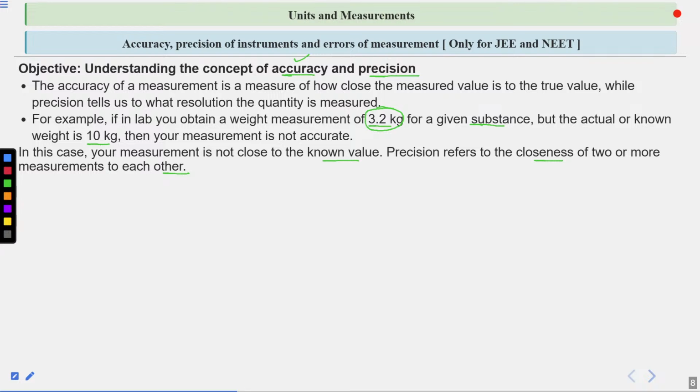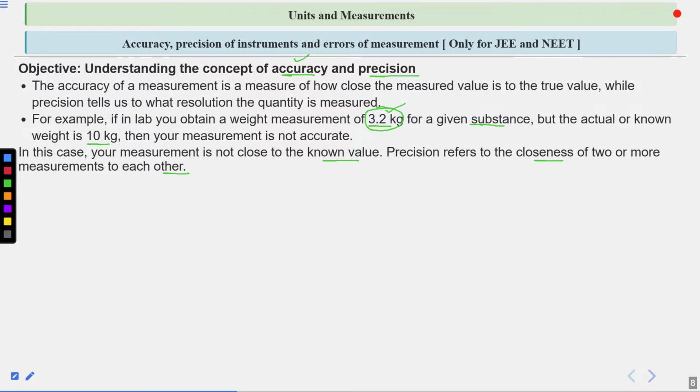The measurement data is 3.2 kg and the actual or known weight is 10 kg. Then the measurement is not accurate. Yes or no? Yes, because here the measured value is 3.2 kg and the actual, known value is 10 kg. Both are different. So we can say in that case the measurement is not accurate.